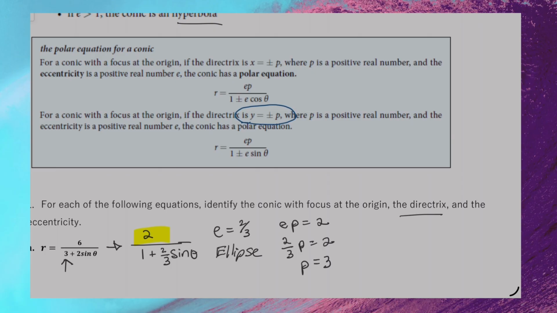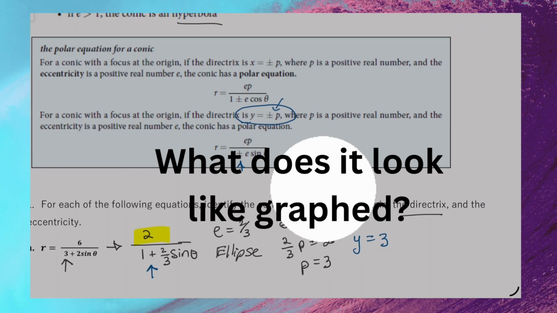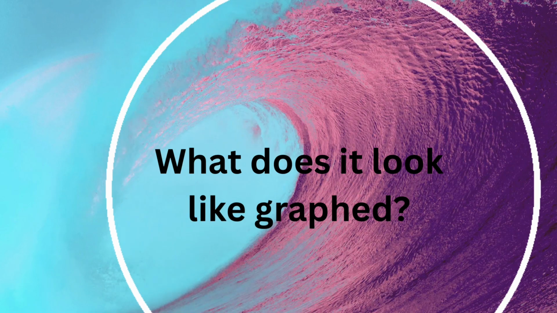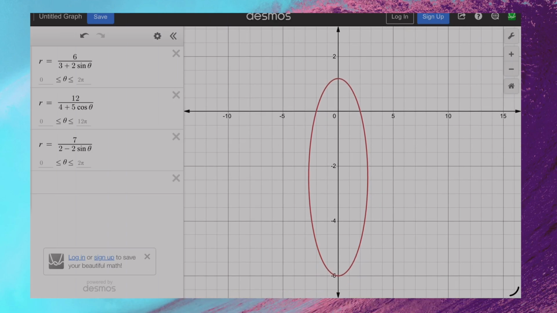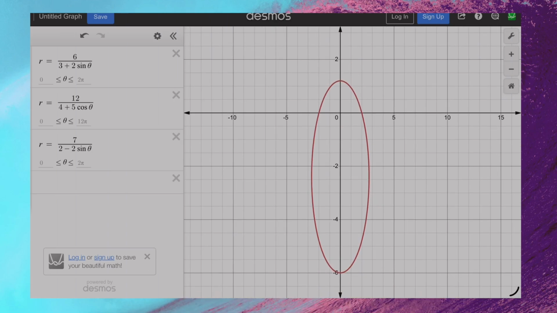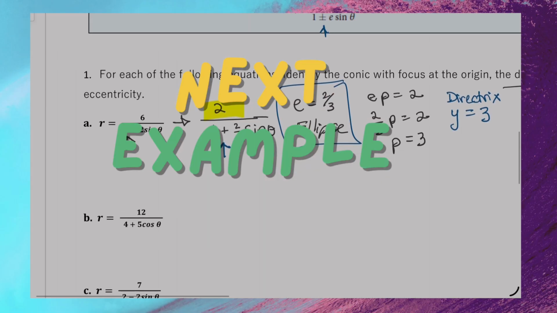I'll show you which one it is here. Basically, our equation has a plus sign in the denominator, so that's on top. So we'll be working with the one that's on top. So that means y equals 3 is a directrix. This is the equation that we just graphed. So what they're saying is one of the focal points is at the origin. Okay, look at this next one.